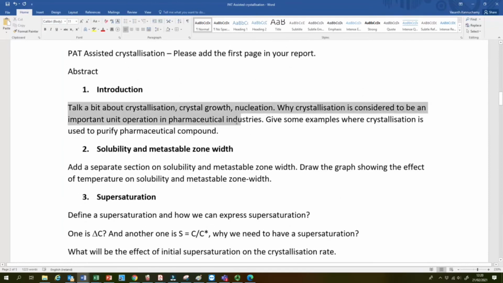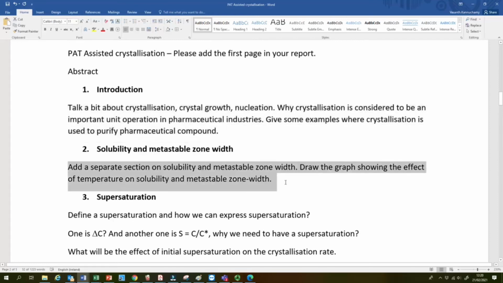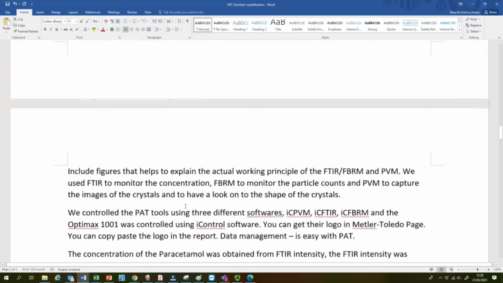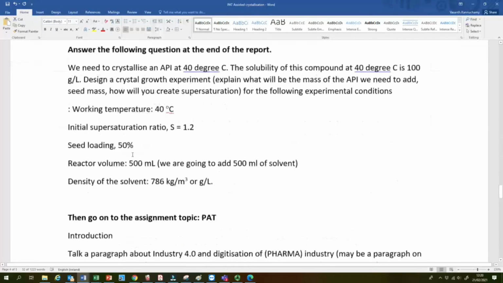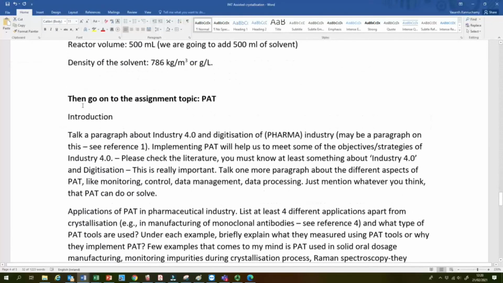And then introduction, you have to get some literature data, solubility. You can find something from the literature, I already explained in the videos I posted. So obviously if you have some trouble, you can ask me anytime. Then go to the assignment topic.